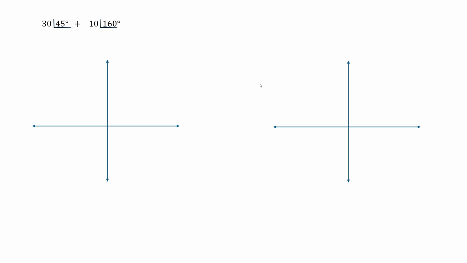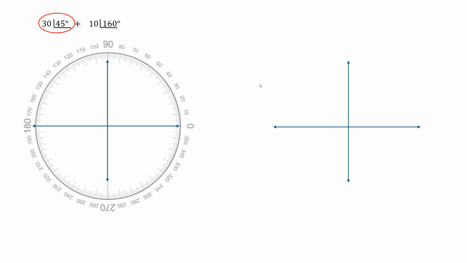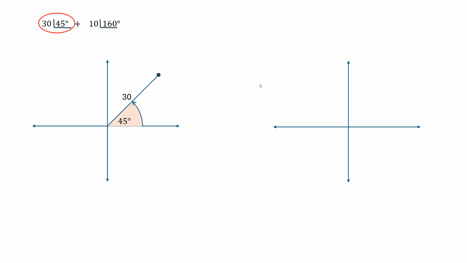So for 30, 45 degrees, starting at 0 degrees, we are going to rotate counterclockwise 45 degrees, and we're going to go out from the origin 30 units. So that is where that point is going to be located. And we're going to drop the altitude down perpendicular to the x-axis. And now we are going to use sine and cosine to figure out what our x and y coordinates are.